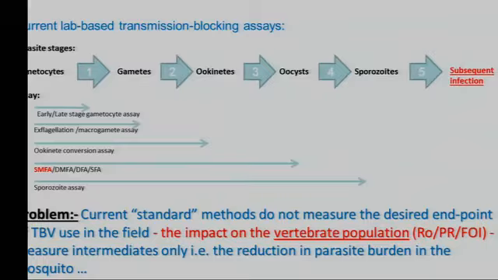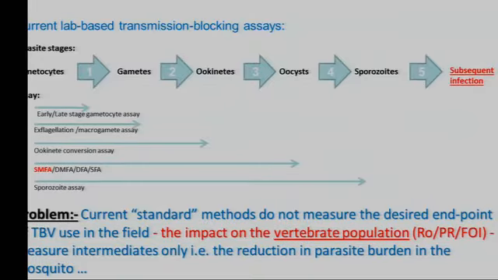However, all these assays really have the same problem in that by using them, we're not actually measuring the desired endpoint of transmission blocking vaccine usage in the field, which is reduction in subsequent infection in a vertebrate population. You can express that in numerous ways in the field: impact on the basic reproductive number, R0, parasite prevalence, force of infection. Instead, all of these assays rather conveniently measure intermediates only, namely reduction in parasite burden in the mosquito.